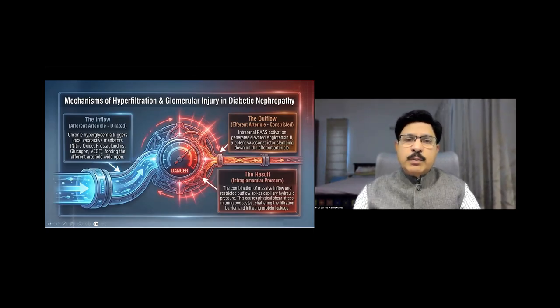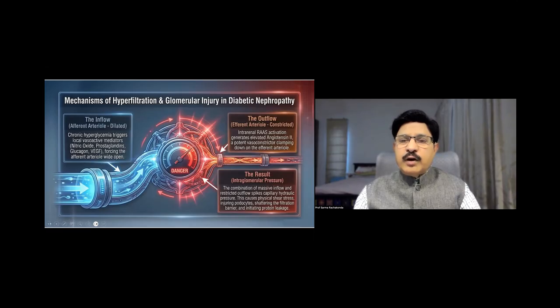What are the changes in the glomerular injury and hyperfiltration mechanisms? Number 1, chronic hyperglycemia. For a long time, chronic hyperglycemia triggers local vasoactive mediators. What are they? Nitric oxide, prostaglandin, glucagon, VEGF, forcing the afferent arteriole to become wide open. That means the entry channel is wide open, so much more blood flows into the glomerulus.